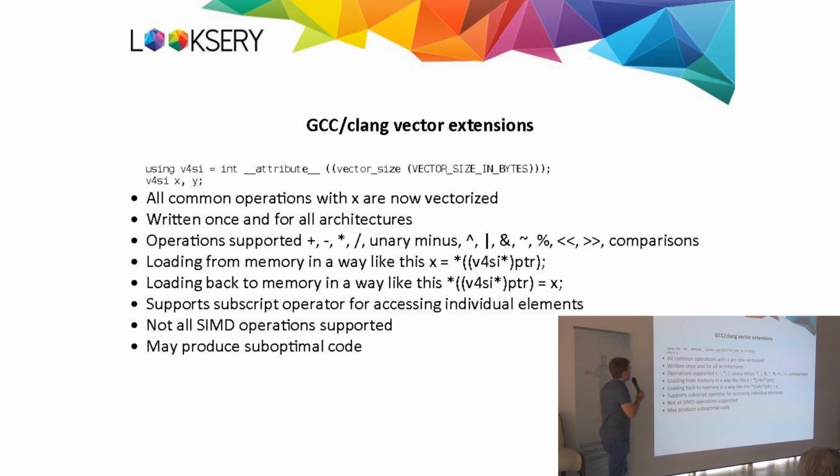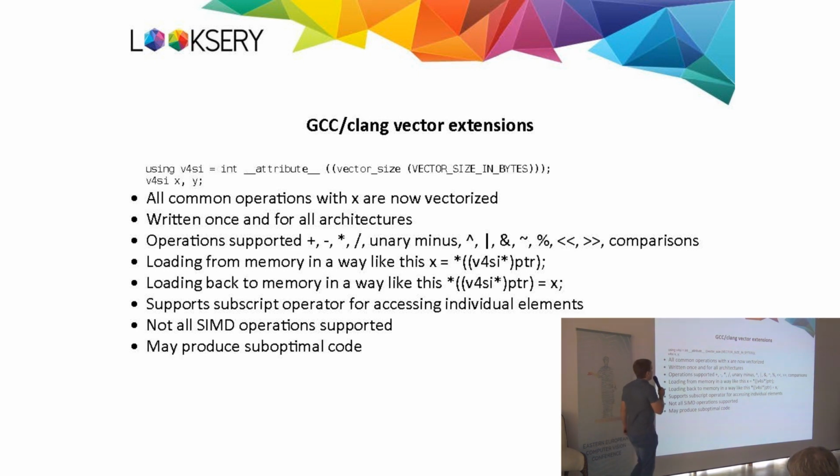For example, on GCC or Clang, it's vector extensions. You can just make this using a typedef with attribute vector size and set your desired size in bytes, and then just use it as common variables. After that, all common operations with these variables you've defined here will be vectorized. It has many operations which are supported for scalars, actually almost all operations supported for scalars. It can be loaded and stored into memory.